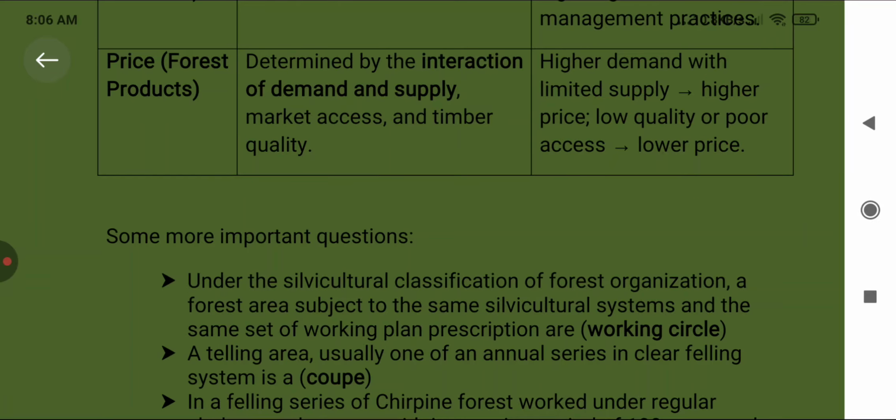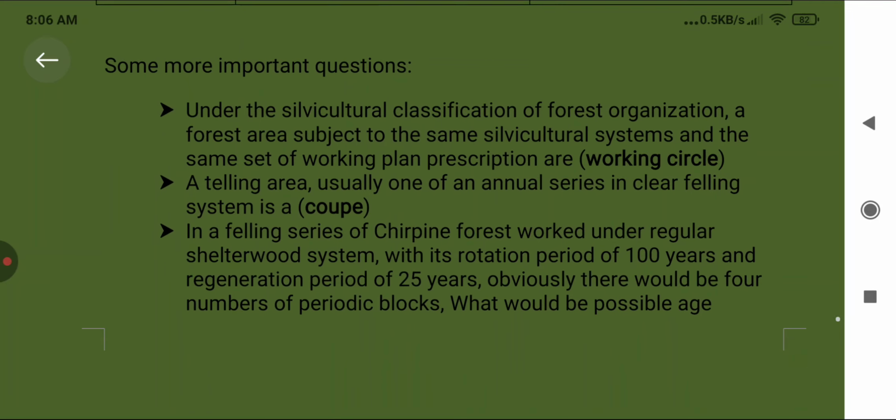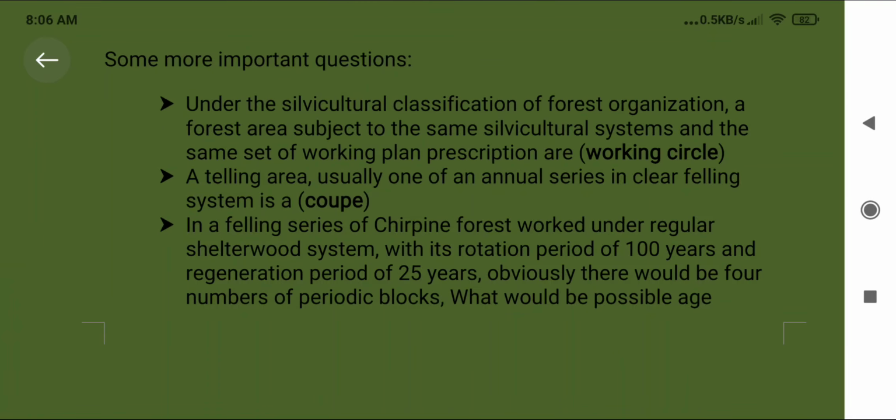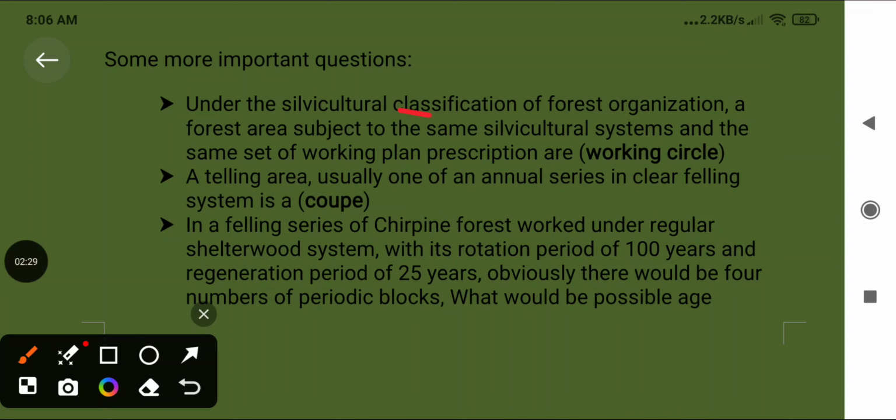Some more important questions. Under the silviculture classification of forest, the organization of forest areas subjected to the same silviculture system and the same set of working plan. The same silviculture system and the same set of working plan means a prescribed working circle.